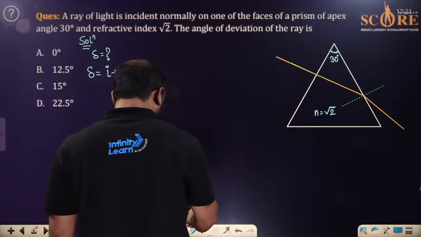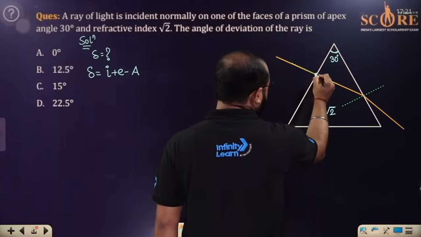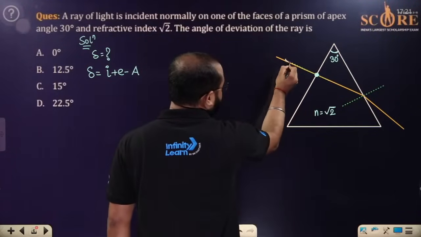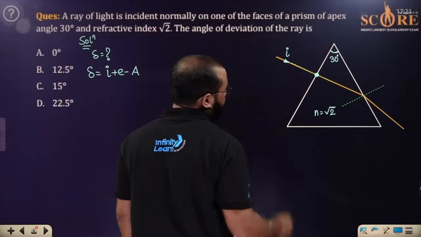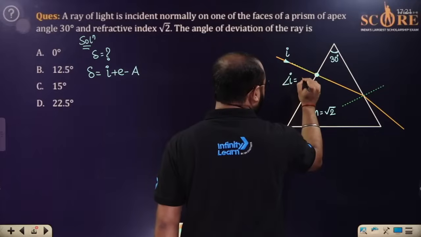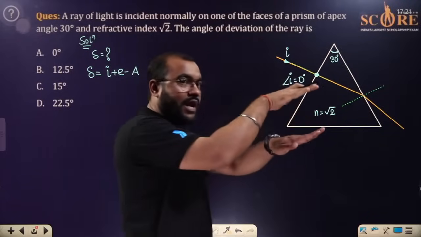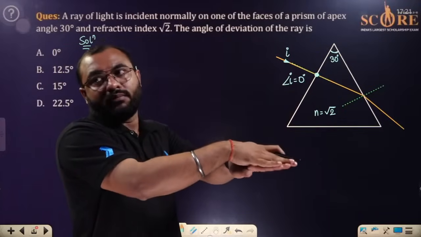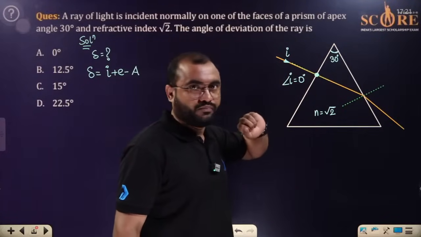Fine. If it is so, the angle at this particular point, at this particular face, this is an incident ray. So the angle of incidence at this particular point will become 0. Why will it become 0 degree? Because it is overlapping with the normal, and we always measure the angle from the normal, so that is why it is completely 0. Fine.